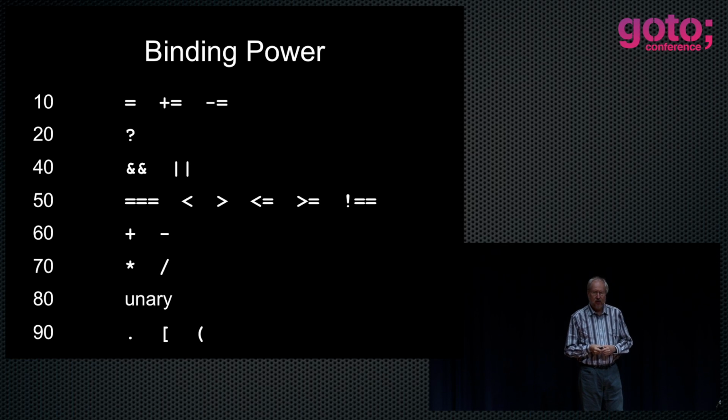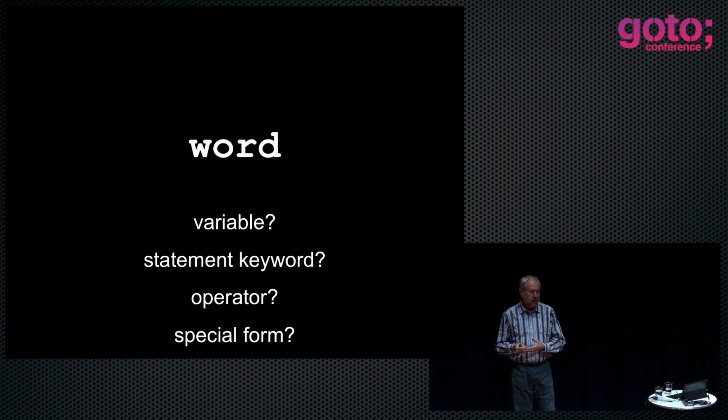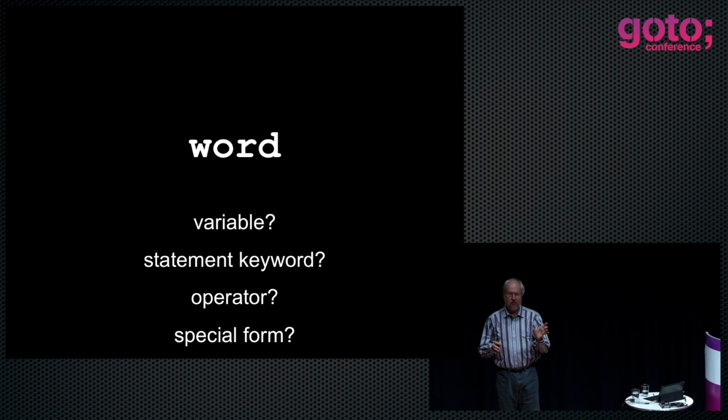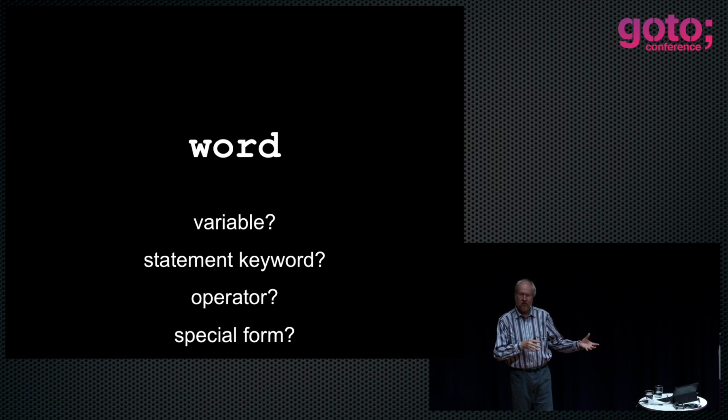Another source of ambiguity that we like is the overloading of words. So we can use a word to indicate a variable, a statement keyword, an operator, or a special form. And sometimes it's really important what a word is. And in some languages, there will be lists of reserved words that cannot be used for other purposes because they may conflict with some of these special uses. And most people working in those languages do not have a fully memorized recollection of what that list is. So that's also introducing other opportunities for making errors.